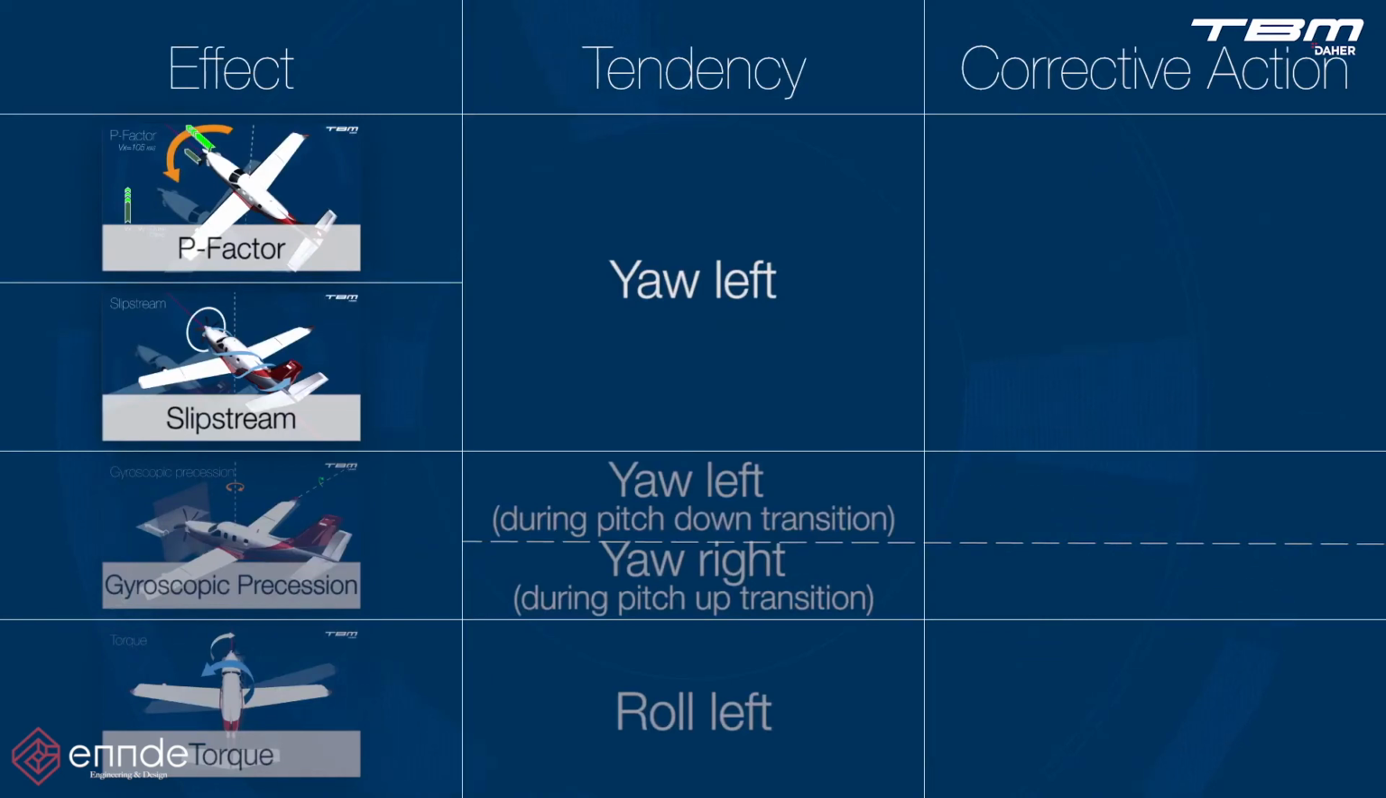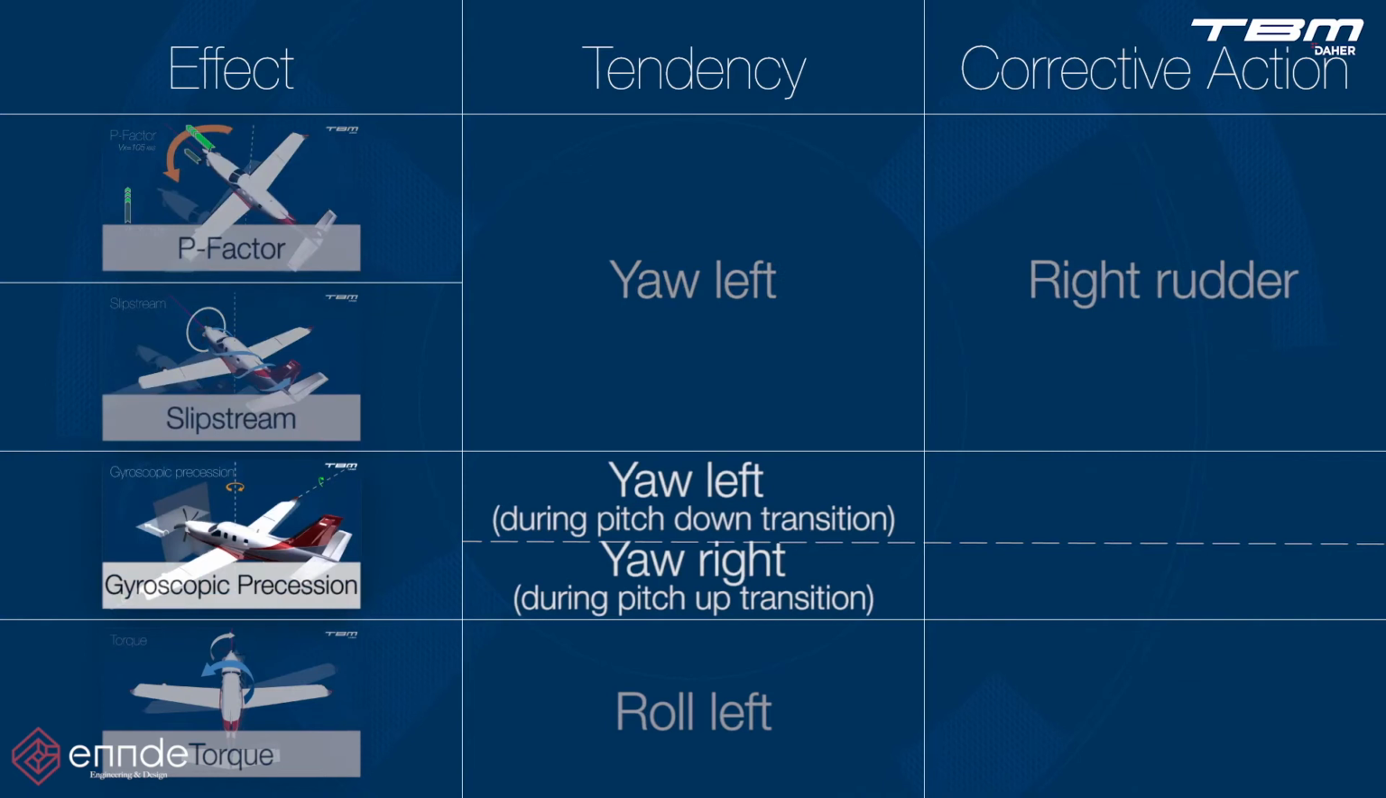Understanding the flight control inputs required to counteract the left yawing tendencies created by P-factor and slipstream is straightforward. Right rudder force is required. Gyroscopic precession, another yawing tendency, is apparent during pitch changes, thus it is momentary. Brief right or left rudder force is required.